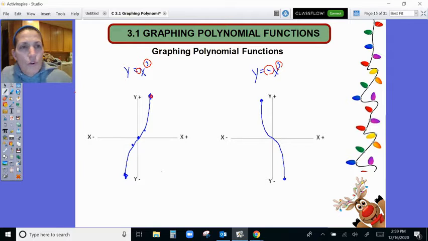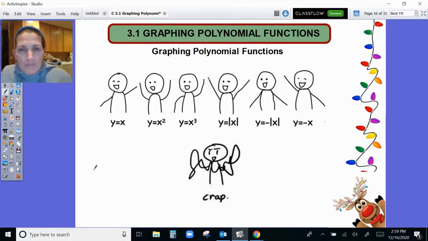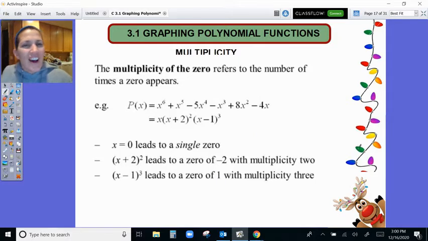It's important to know the basic parent functions. These are all of the functions we've learned so far. We've learned absolute value, but we're not going to cover absolute values in this section as much as just lines: y equals x, y equals negative x, y equals x squared, and y equals x cubed. And then this one, whatever that is. All right.